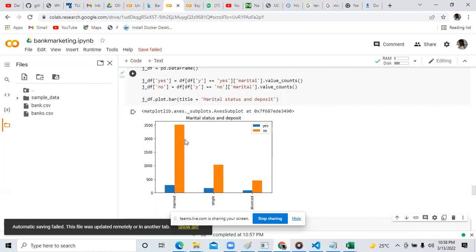Does that make sense? So sometimes it's not just what the data is telling you. Sometimes you need to add context to your insights. Single people are more risk averse, right? Look at the blue bar. This is not far from this now, but look at no. No is too far from this.